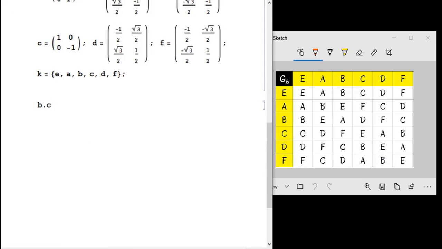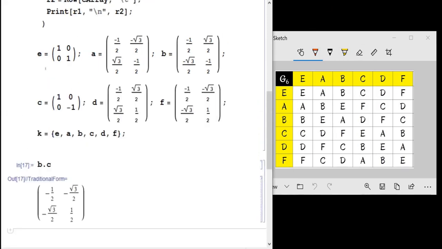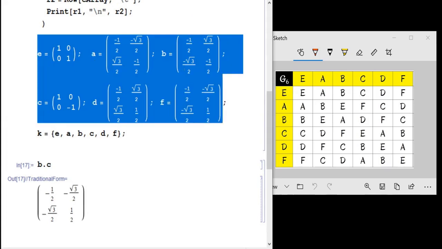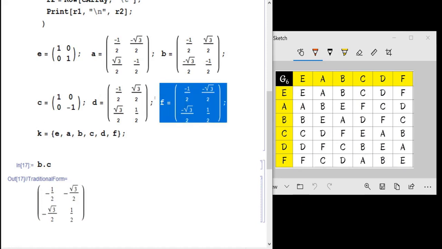Say for example, I want to do the matrix B multiplied by C. This is how you have to write it in Mathematica. If you write B dot C, it will give you the product of B matrix and C matrix. You got the product as this one. Now you have to go back and compare these matrices and find out which matrix this is. If you see closely, you would see that it is exactly F. It is exactly F. And this is what we have got in the group multiplication table also.